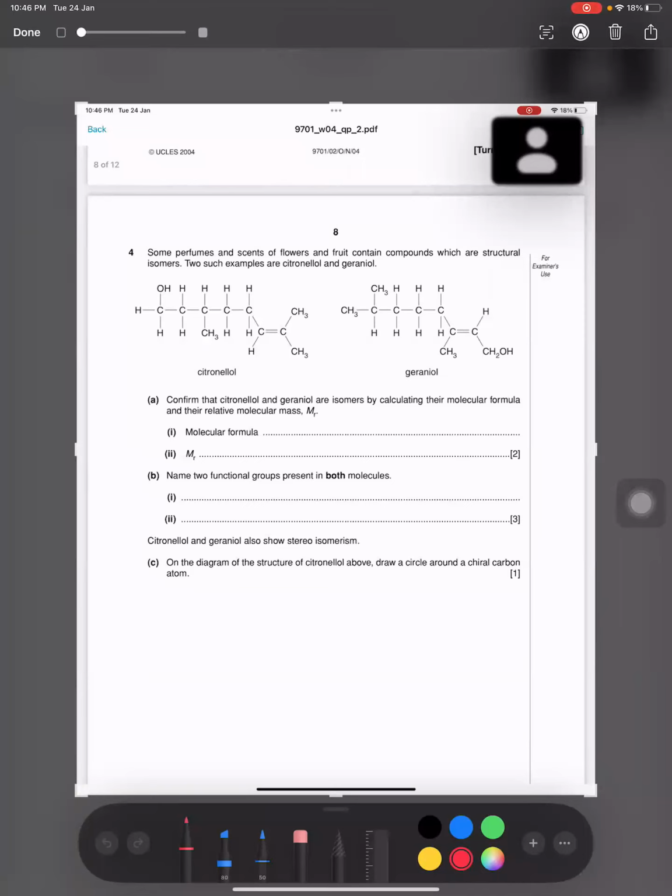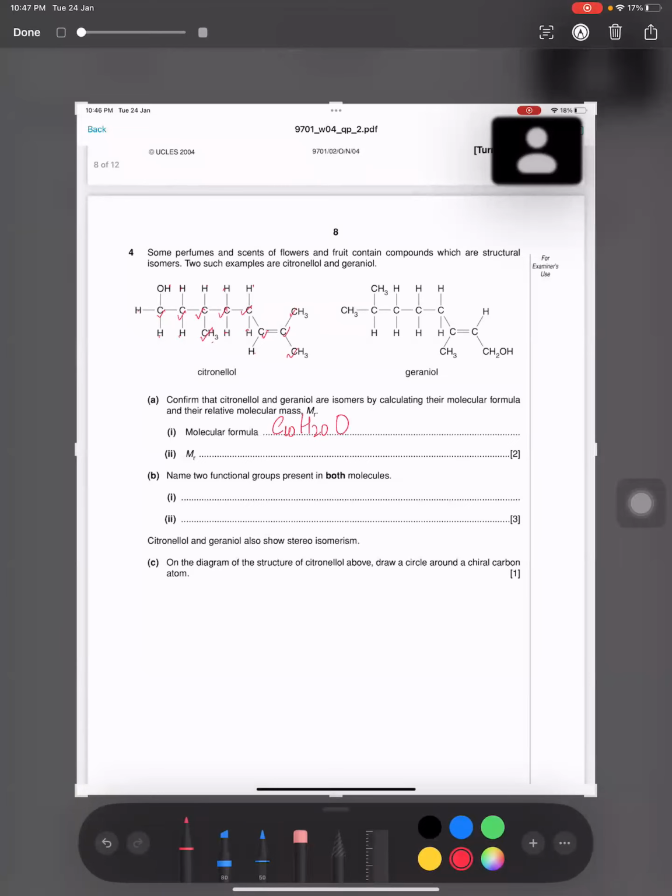So for this, we just need to calculate the number of carbons first. So 1, 2, 3, 4, 5, 6, 7, 8, 9, 10. So actually we have 10 carbon, right? And then hydrogens, 1, 2, 3, 4, 5, 6, 7, 8, 9, 10, 13, 14, and then 20 hydrogens. And we have 1 oxygen as well.